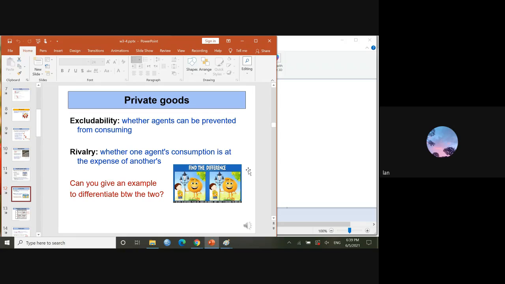Okay, so let me look at the definition. Excludability means whether the agents or the person can be prevented from consuming it. You are trying to exclude that person from consuming that private good. Rivalry means whether one person's consumption is at the expense of another or other persons.